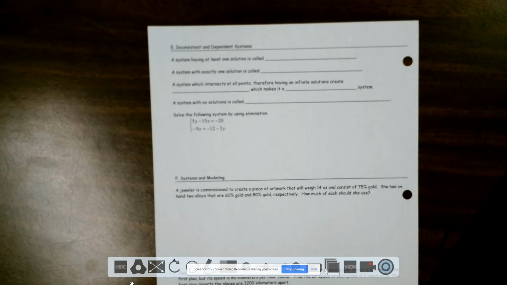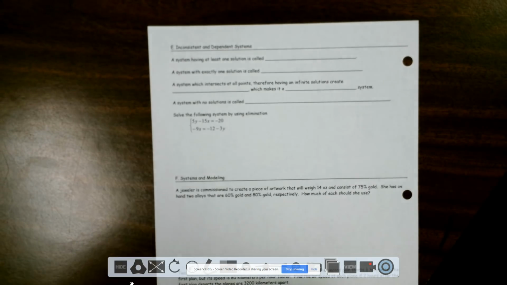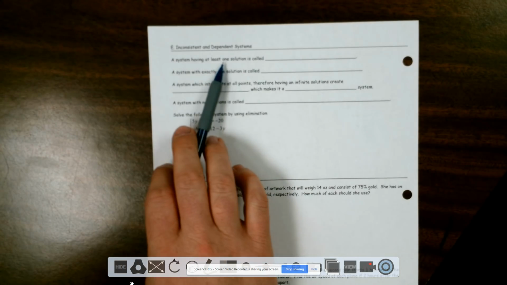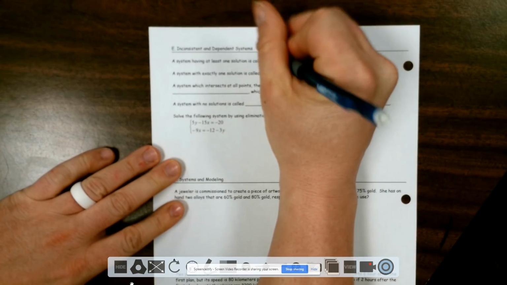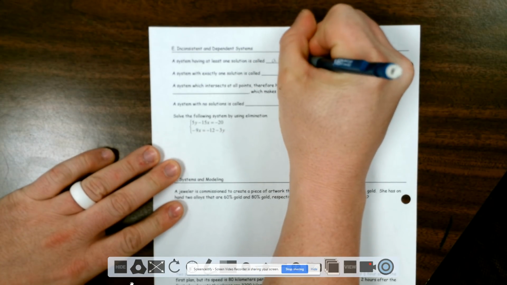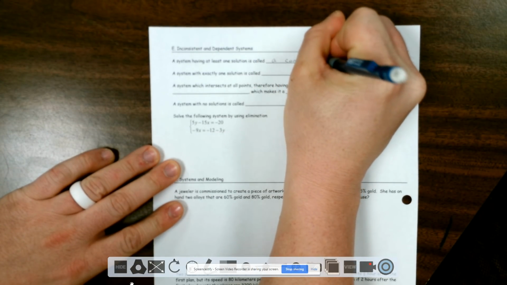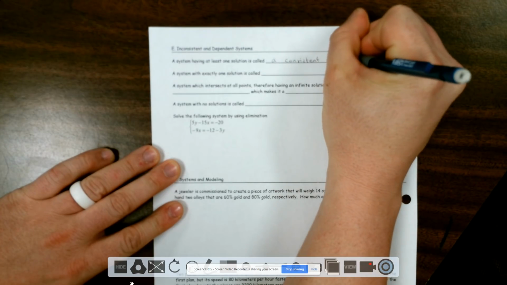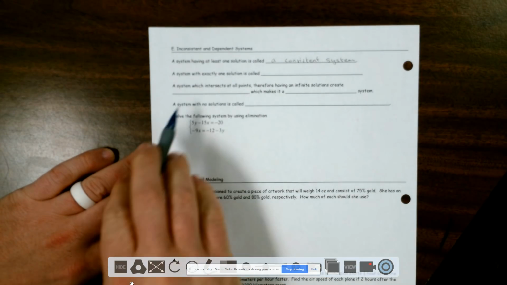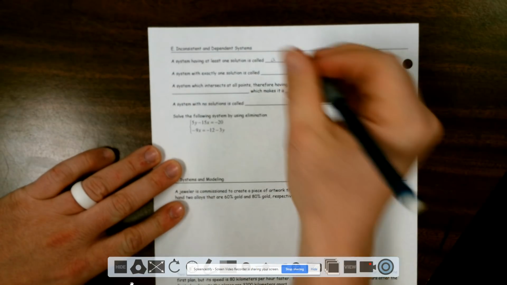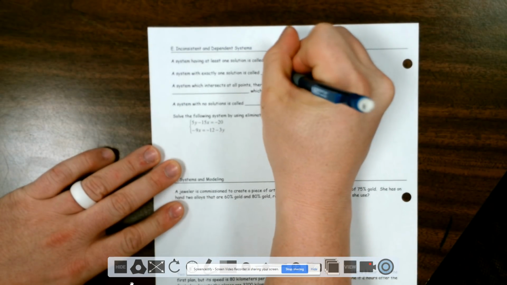Okay, we're back at it, and we're doing some vocab here. So real quick, so we're understanding we're all speaking the same language. Any system having at least one solution is called a consistent system. Any system with exactly one solution is called an independent system.